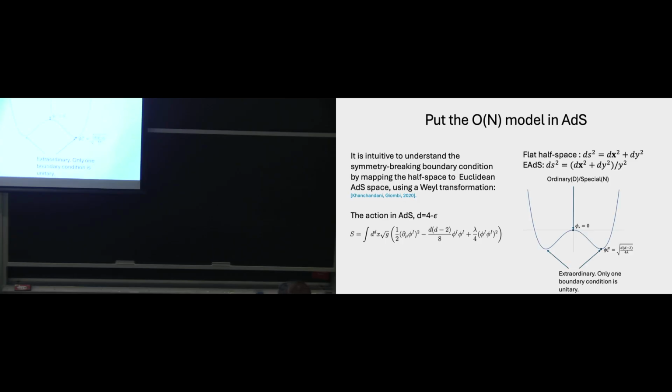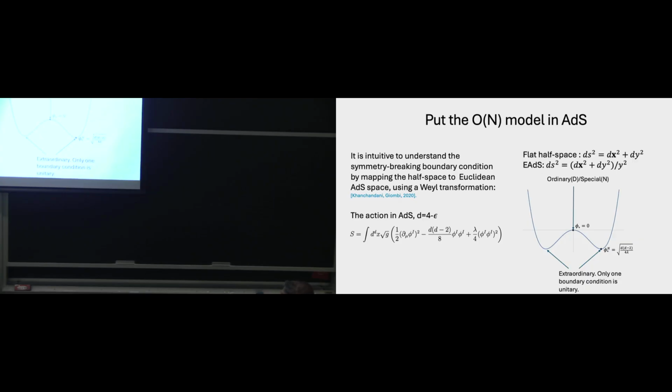If I plot the potential, you have two saddle points. This is the trivial saddle point at phi equals 0. If you expand around this saddle point, you just have the free theory, a conformally coupled scalar. So you can impose either Dirichlet or Neumann boundary conditions.